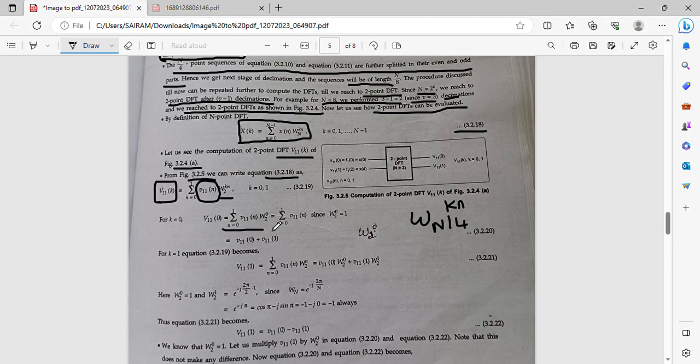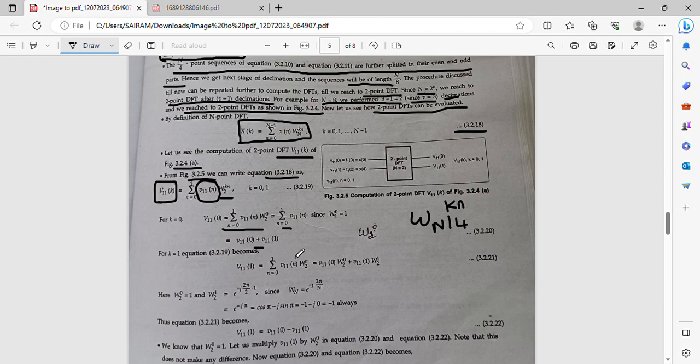So it is V11 of n into what? It is omega 2 to the power of 0, right? So this is what it is for k is equal to 0. If I substitute k is equal to 0, I get the summation of n is equal to 0 to 1, that is V11 of n. So I would be getting my resultant as V11 of 0 plus V11 of 1, okay?